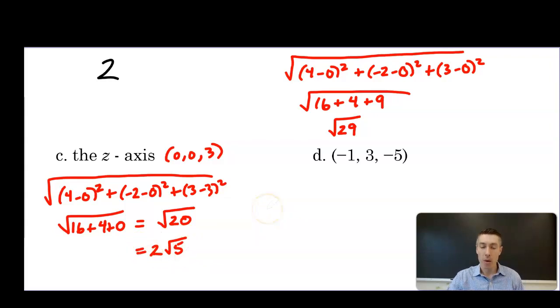Okay, now would be a good opportunity for you to pause the video and try letter D on your own. Find the distance from the point (4, -2, 3) to (-1, 3, -5) by yourself. Once you're done, play the video and see how you did.